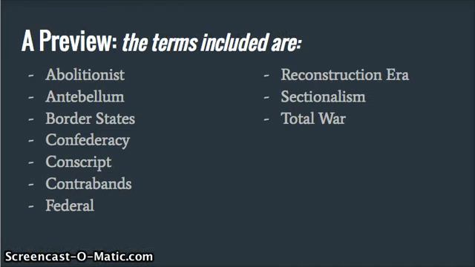Here we have a quick preview of the terms that we'll be learning today. Read these out loud and take the time to write them down. Make sure to leave space to write down the definitions as well. Feel free to pause the video at any time in order to give yourself more time to write everything down.